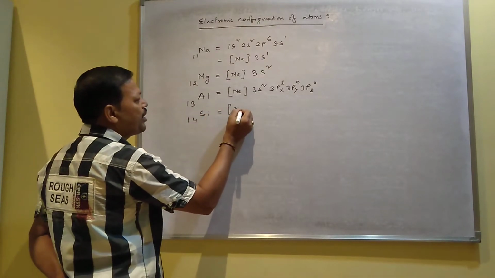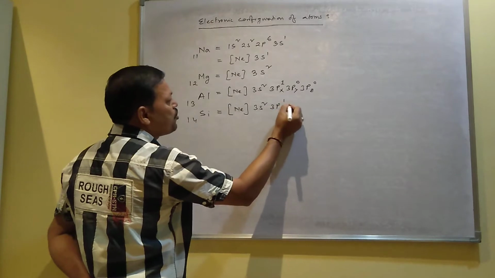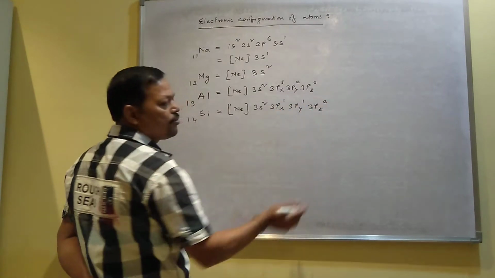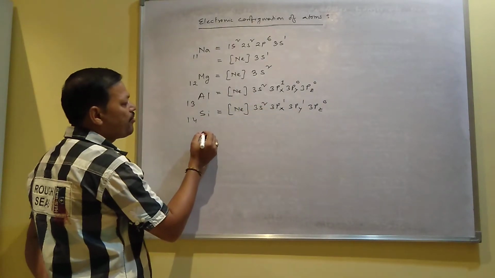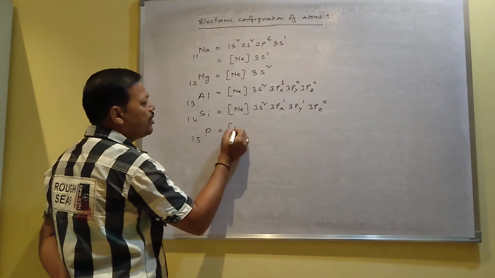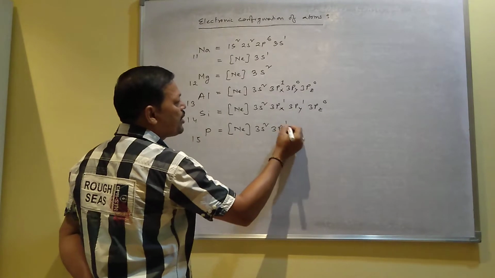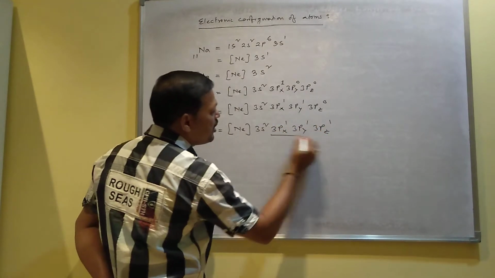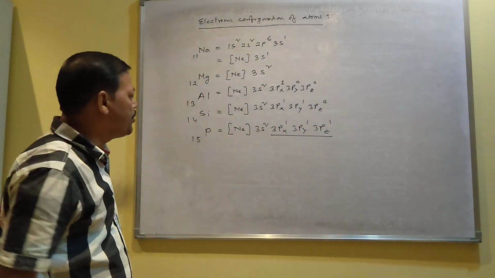After that, silicon, 14. You can write bracket neon, then 3s2, then 3px1, after that 3py1, 3pz0. First you have to fill up singly, then you have to do pairing. After that you will get phosphorus, atomic number 15: neon, then 3s2, 3px1, 3py1, 3pz1. Now here see, this is also half-filled p, that's why this configuration is also said to be stable.